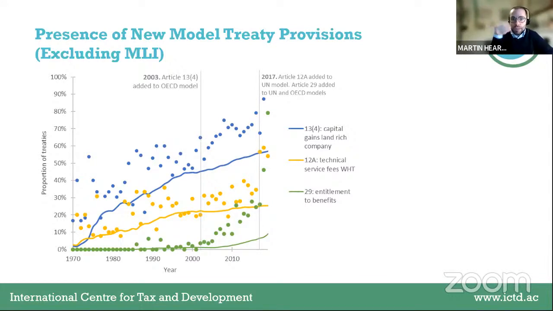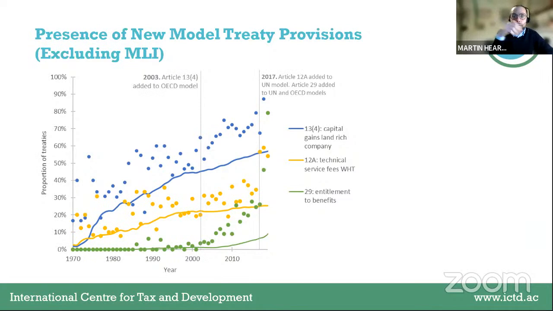So in blue, you see Article 13.4 of the UN model. That's capital gains on land-rich companies. That's the provision which helps to deal with indirect transfers of assets. In 2003, that was added to the OECD model, having already been included in the UN model, although the wording differs.